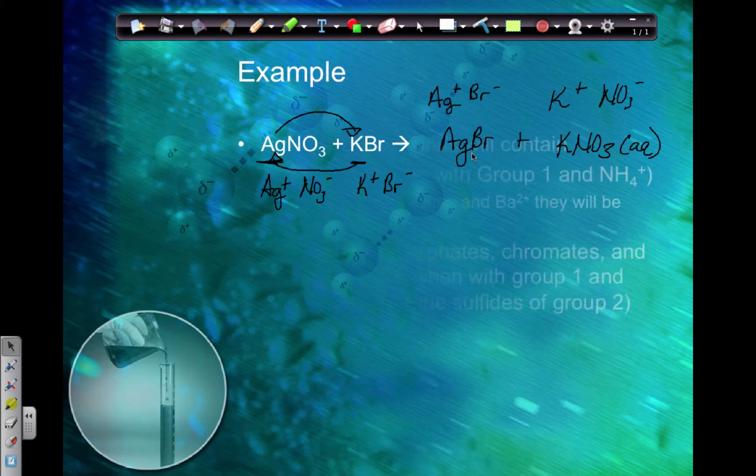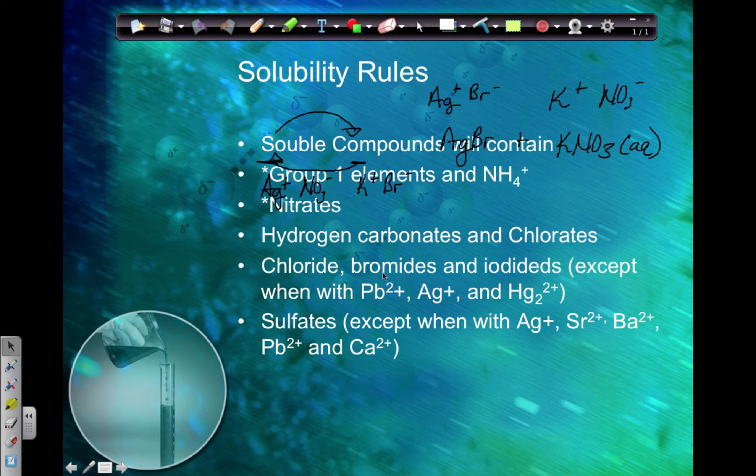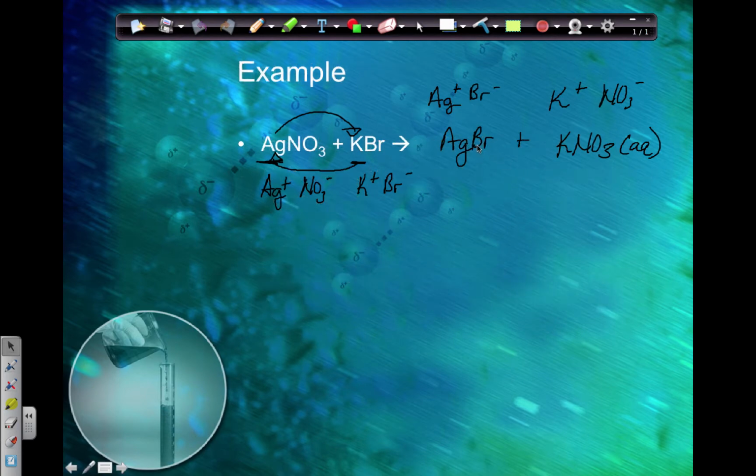Well, if I go back and check my solubility rules, bromides are usually soluble, except when it's with lead, silver, or mercury. So in this case, bromides are usually soluble, but it's with silver, which makes it insoluble. So this is going to be our solid. So the reaction does happen because I produce a precipitate. This is my actual product. Because what ends up happening with this, since it's soluble, is that as soon as it forms, it just breaks apart into ions again.